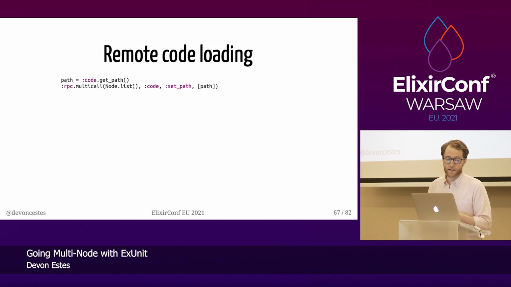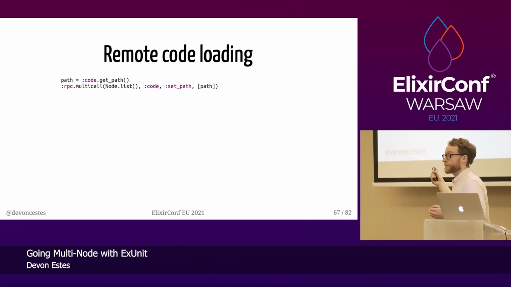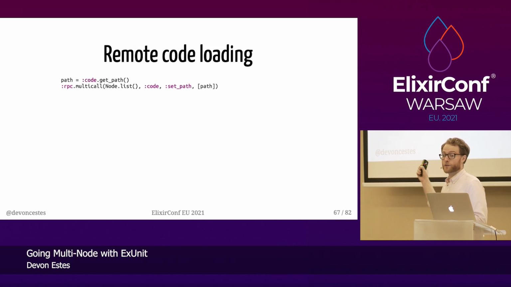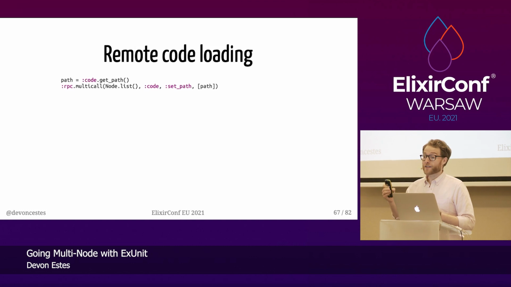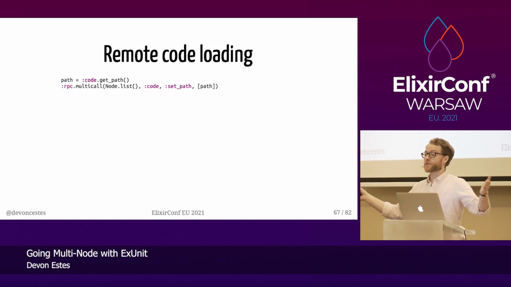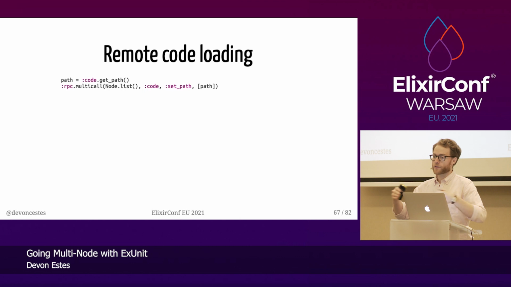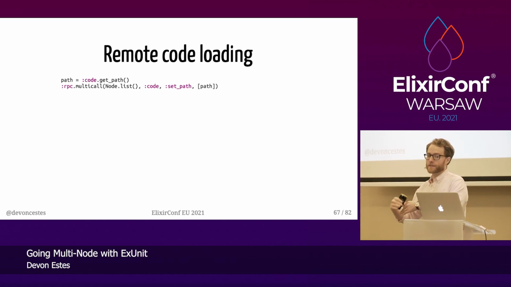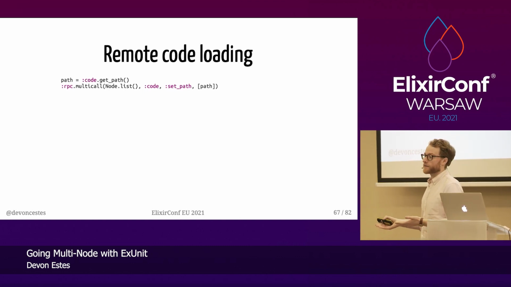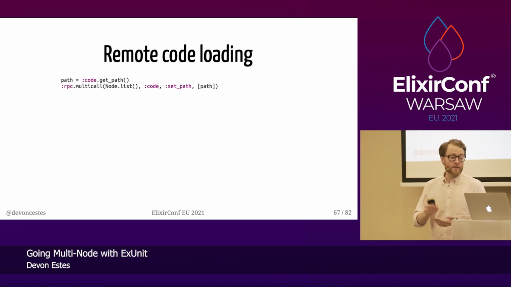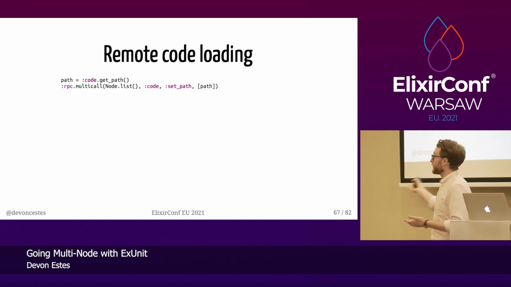And then you can say, hey, I'll do a RPC multicall. That RPC module is an Erlang module. It's incredible. If you haven't looked at it, you should. So you do a multicall, which basically says, I'm going to execute this function on all of the nodes in this list. And we're just saying, node.list, which is listing all of the other nodes in the cluster except for the current node. So it's saying, on all of those nodes, please evaluate this function, code.set_path, and the path. So this will tell all of the code servers in our cluster where to look for Beam files.